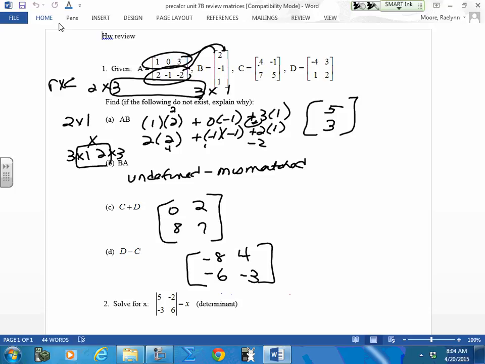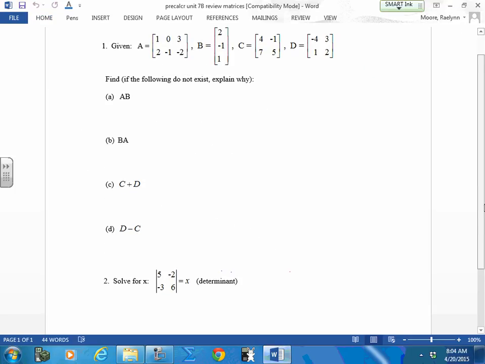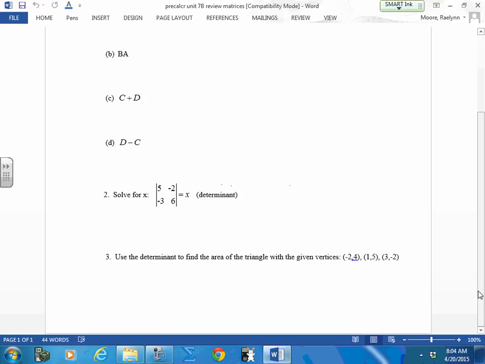Now, I told you guys the other day, the only determinant that I want you to work out by hand is a 2 by 2. The rest you can do in your calculator. So when you get a 2 by 2, remember, bring your products up like this. 30 minus, what's negative 3 times negative 2? 6. Your determinant is 24.